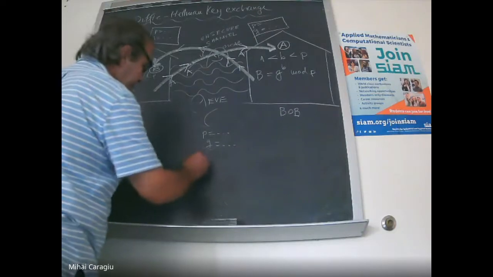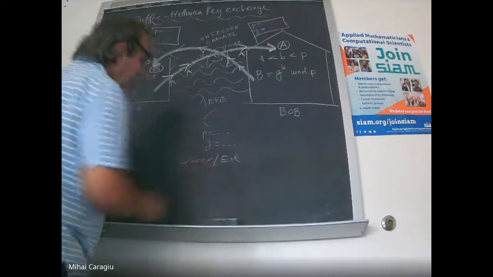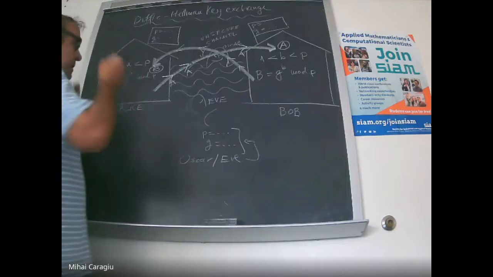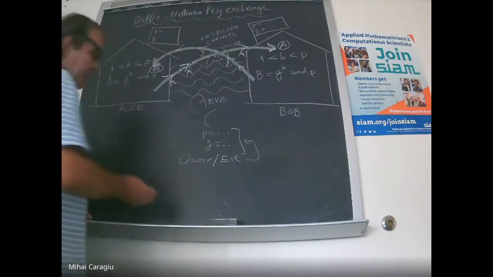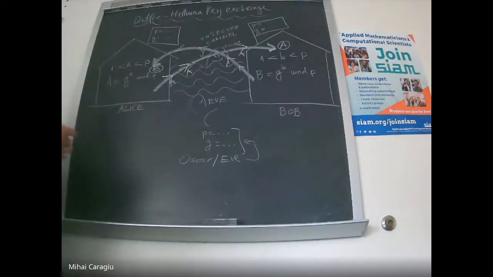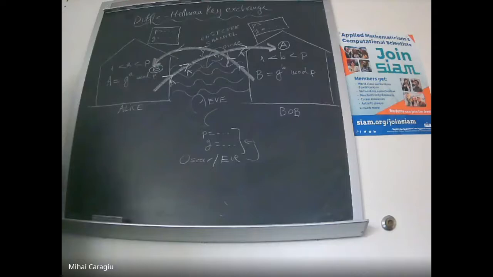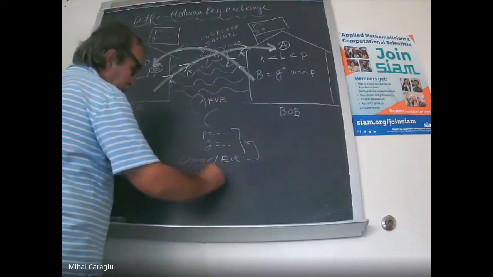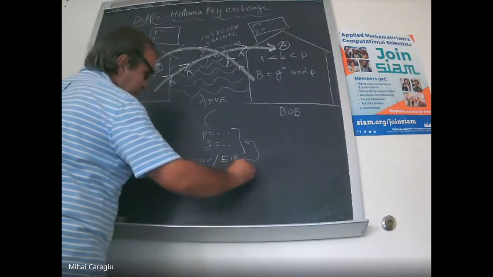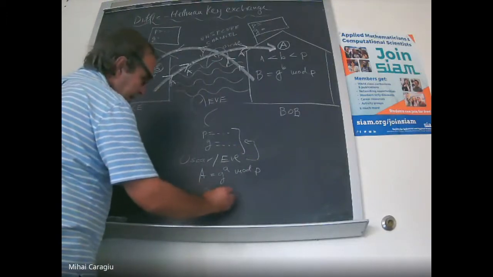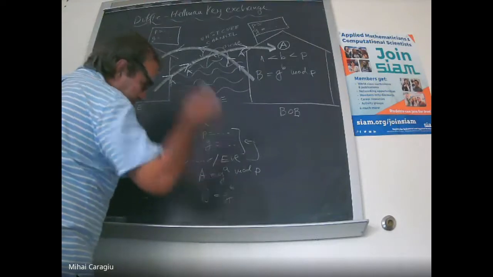So Oscar and Eve know P and G. And then they see A and B. So the problem is, even if they know the system, we can always assume that the eavesdroppers know the crypto system that is used. So Oscar and Eve know that Alice and Bob use the Diffie Hellman key exchange. And they know that big A equals g to the power small a mod p, and that big B is the primitive root, which they know, to the power small b, which they don't know, mod p.